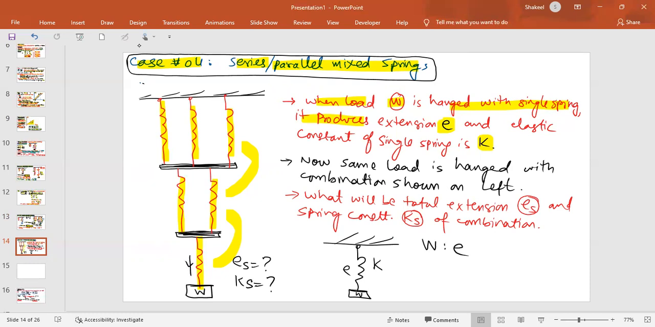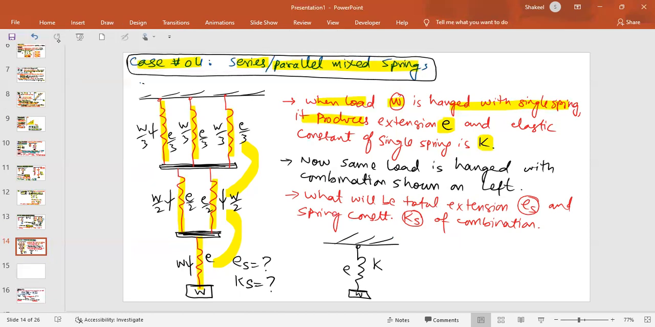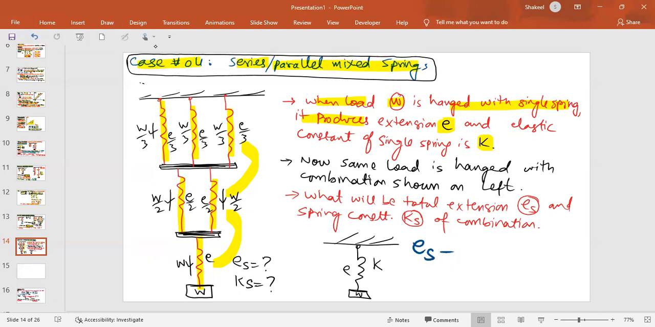So for this spring, the weight is W, so extension is E. For these springs, as there are 2 springs, the weight is being divided equally, so the extension is E by 2. And for this combination, the weight is divided by 3, because there are 3 springs. So it means that the extension will be divided by 3 as well in each of the springs. So as they are in series, we know that in series you add the extensions, as we have seen previously. So you have to add them.